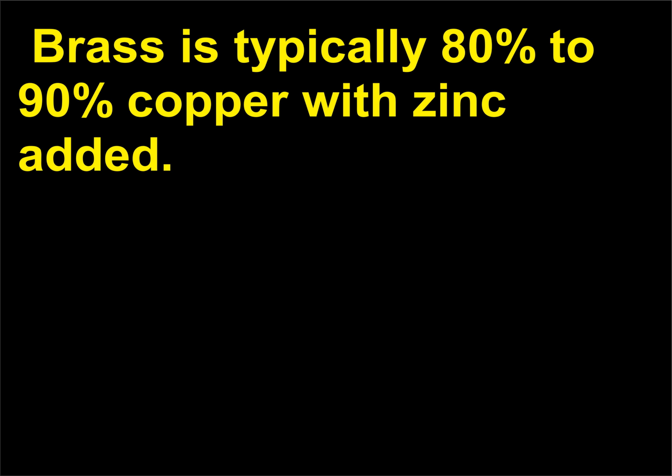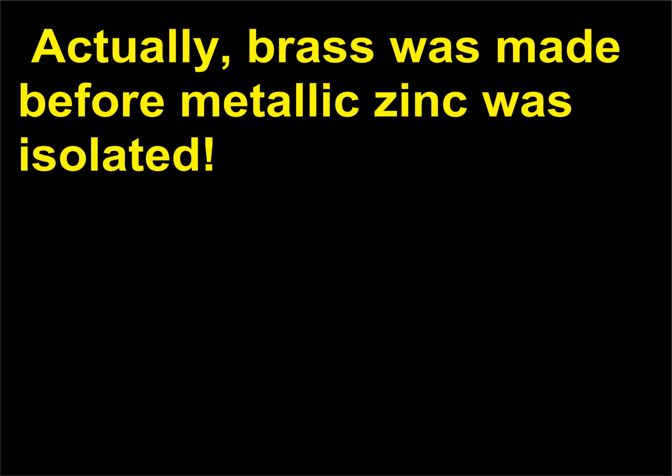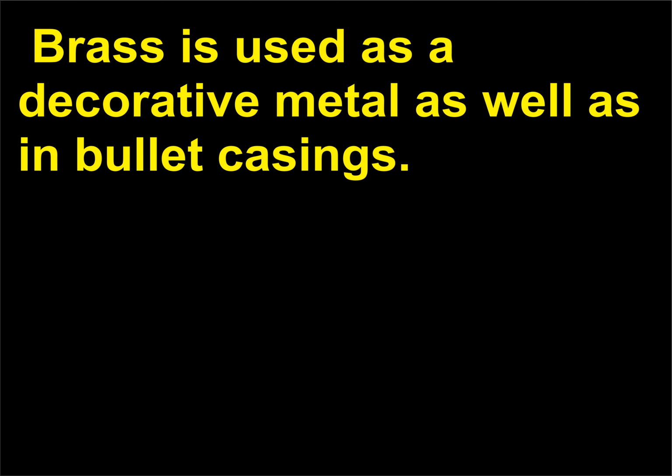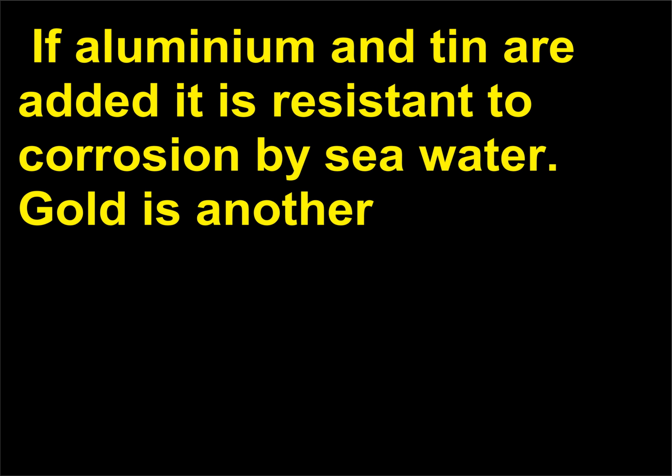Brass is typically 80% to 90% copper with zinc added. Actually, brass was made before metallic zinc was isolated. The zinc or calamine was melted with copper. Brass is used as a decorative metal as well as in bullet casings. If aluminium and tin are added, it is resistant to corrosion by seawater.